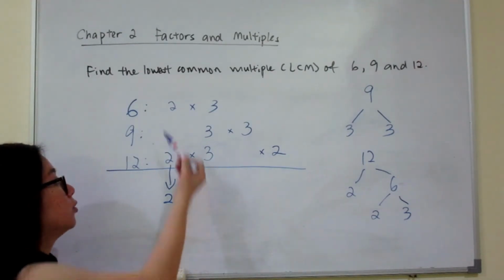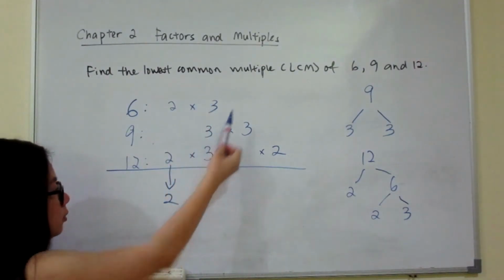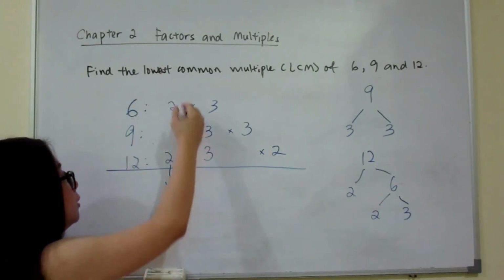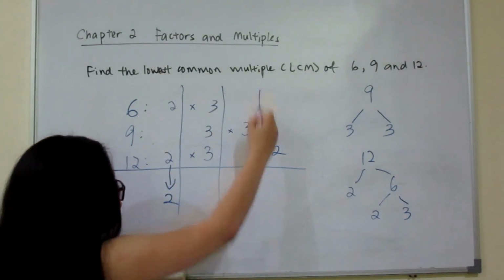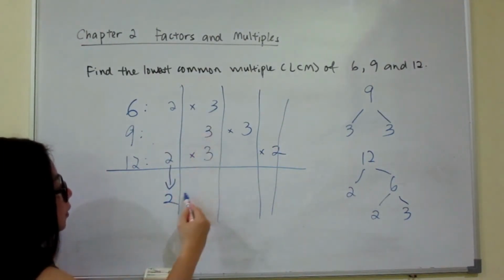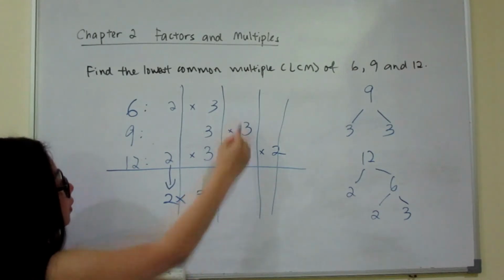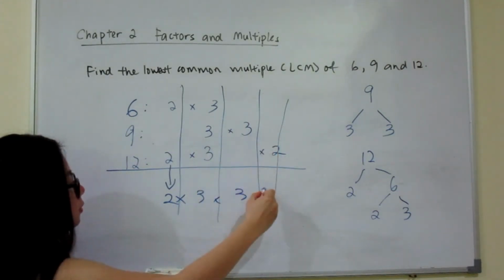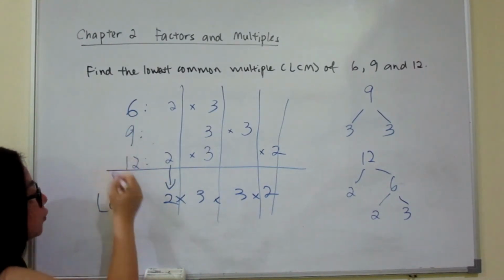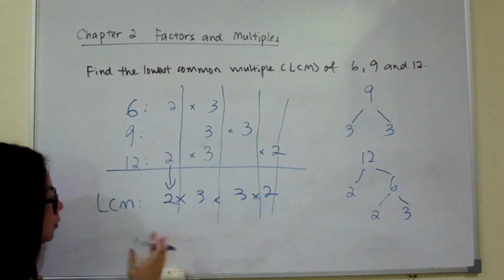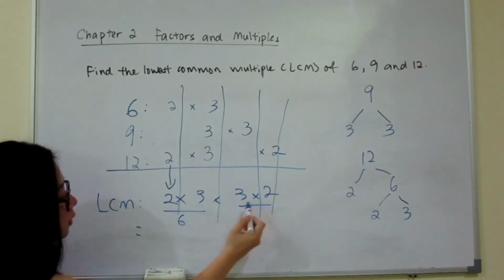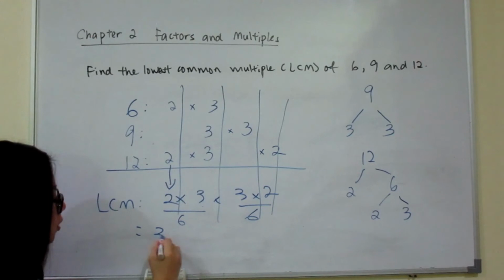Rather than write 2 times 2 times 3 times 3 times 3 times 3 times 2. Now, this becomes 1. Okay? So we go like this. So there is 2 here, and this one is 3, so times 3, and this one is 3, and this is 2. So the LCM of 6, 9, 12 is 2 times 3 times 3 times 2. That is 2 times 3 is 6, 3 times 2 is 6, 6 times 6 is 36.